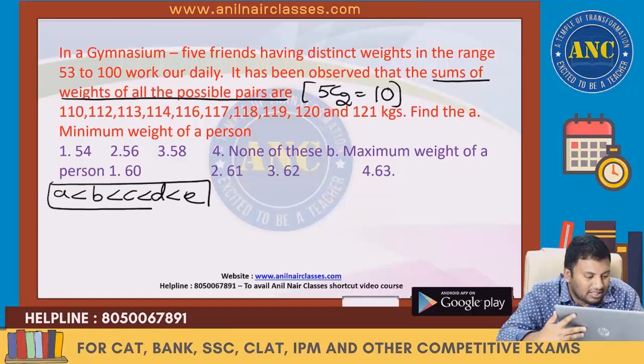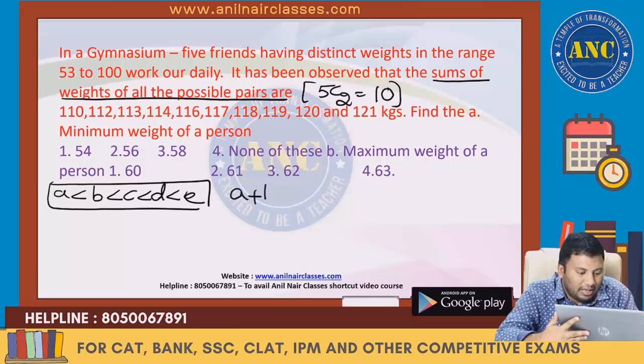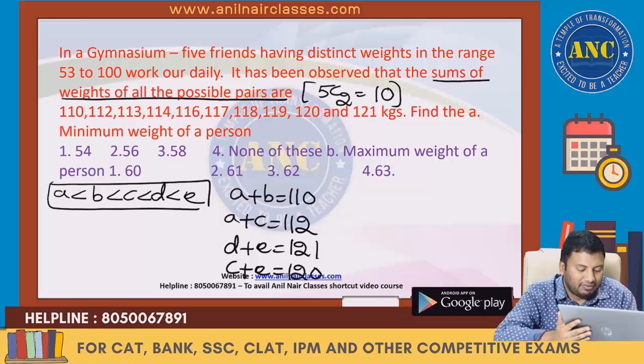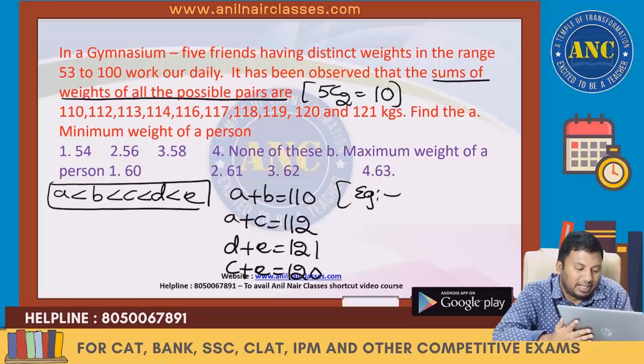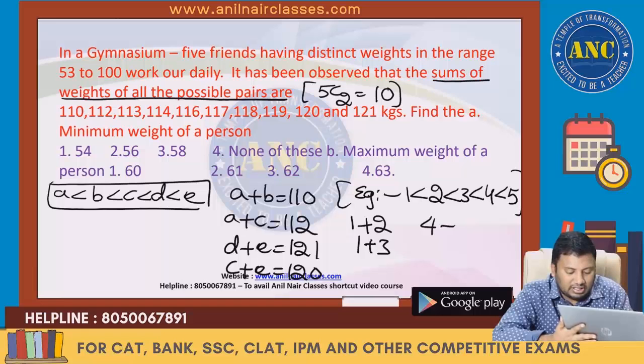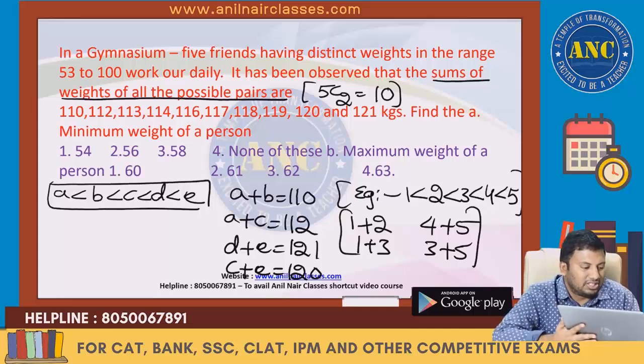A less than B less than C less than D less than E. A plus B is 110. Next one, A plus C is 112. Next one, D plus E is 121. C plus E is 120. From where did we get this? From this example. I will tell you why it cannot be 3. Suddenly I realized. 1 less than 2 less than 3 less than 4 less than 5. 1 plus 2, 1 plus 3. Highest is 4 plus 5. Next highest is 3 plus 5. Only these 4 are determined.